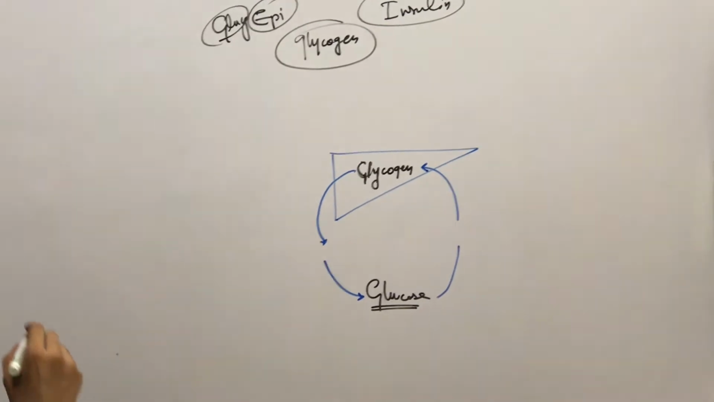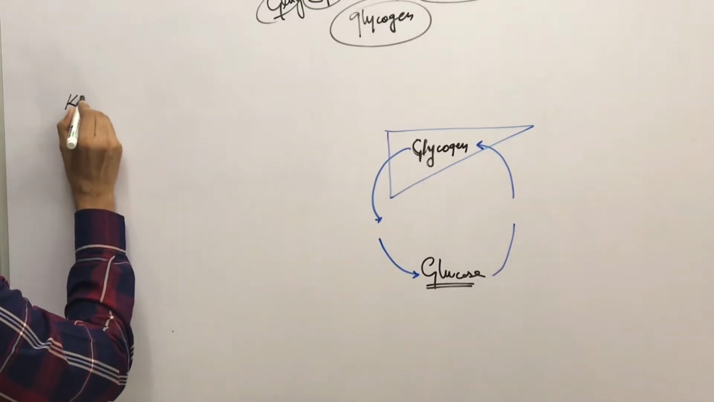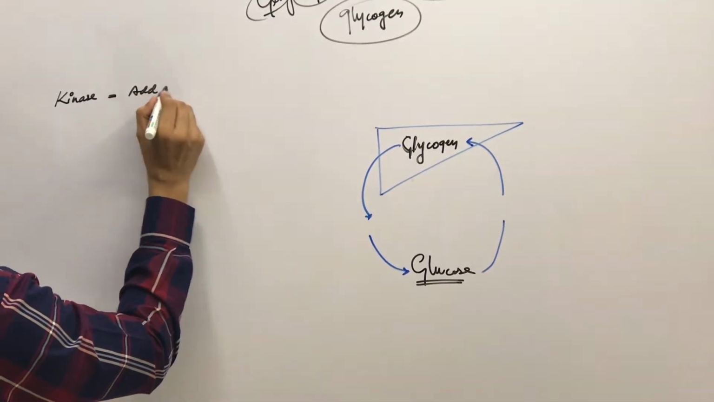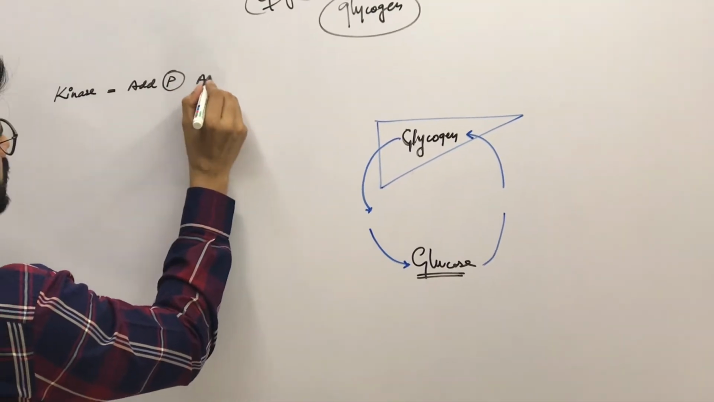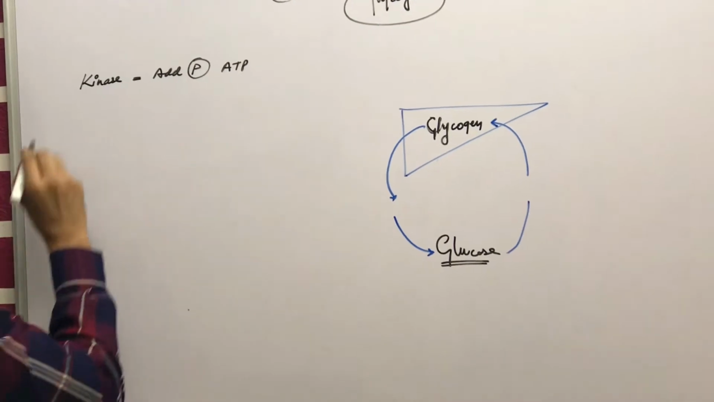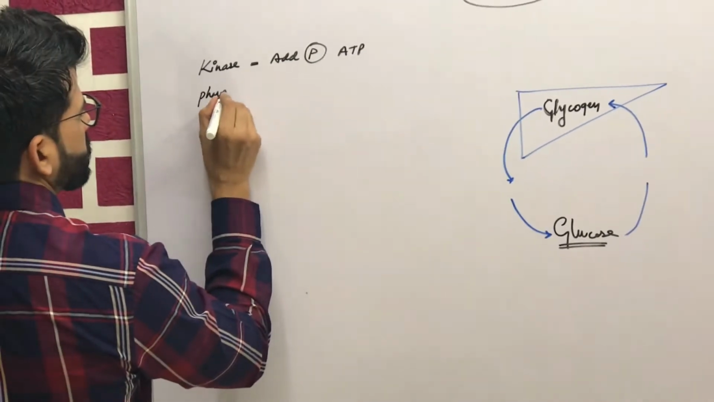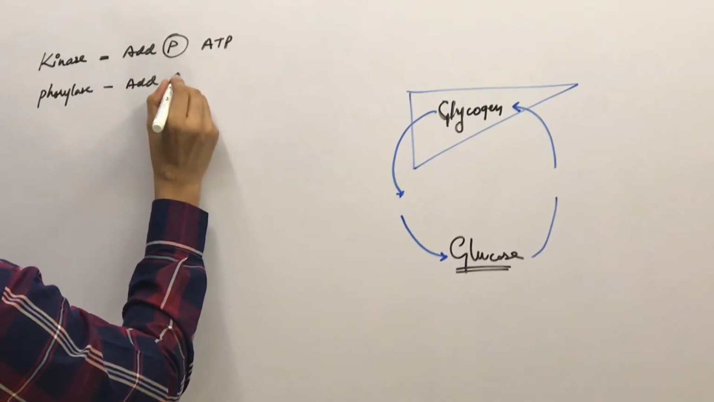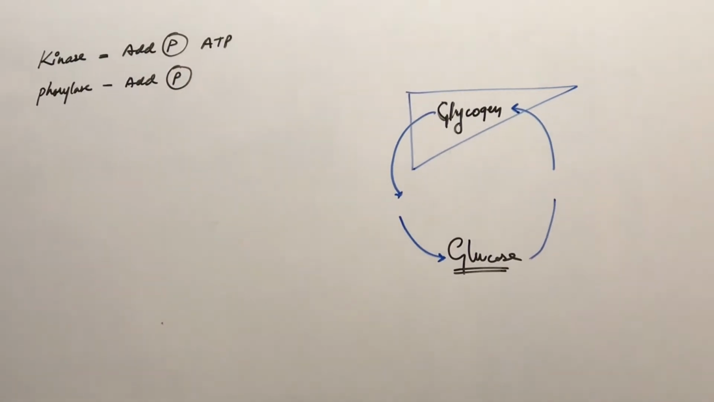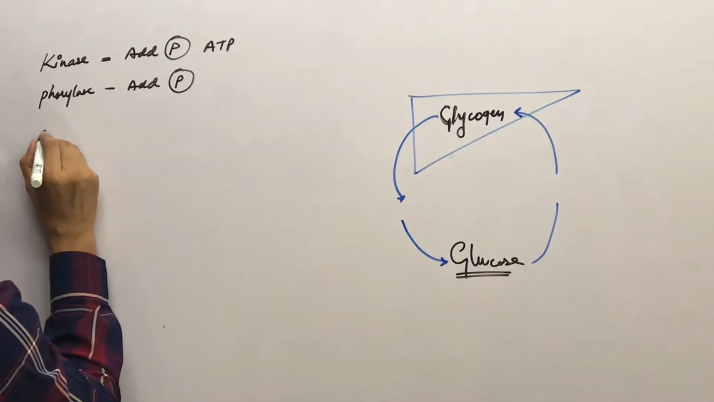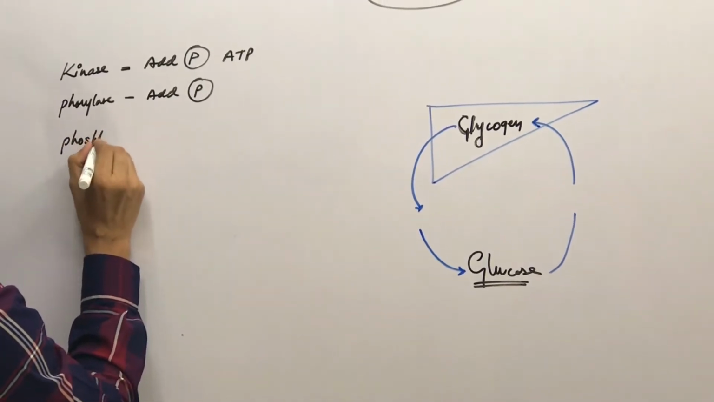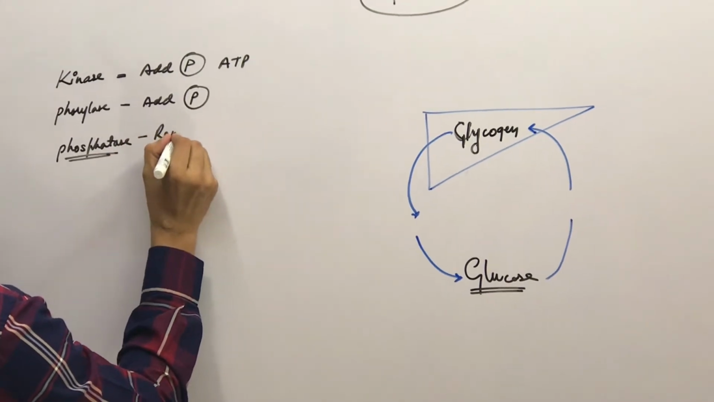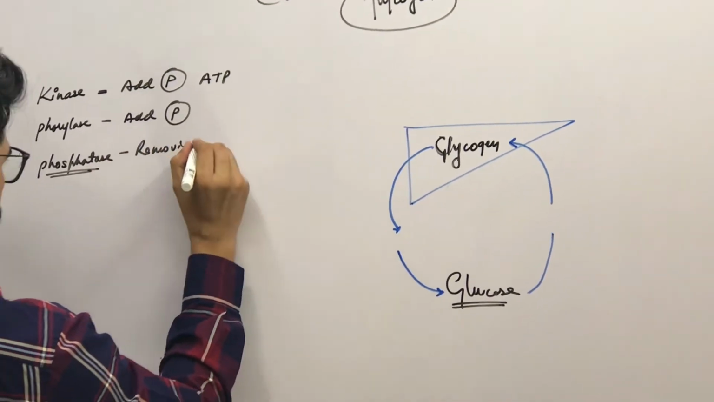For that you should understand, if an enzyme ends with a kinase, it means the enzyme which adds phosphate using ATP. If an enzyme ends with phosphorylase, that means it is adding phosphate without any ATP use. And if the enzyme ends with phosphatase, then it means it is removing the phosphate.